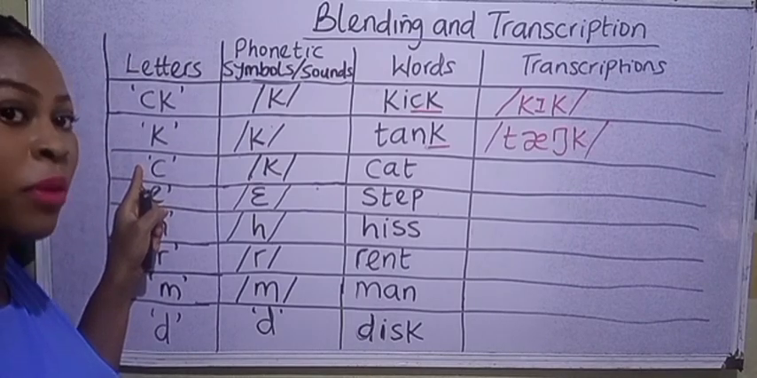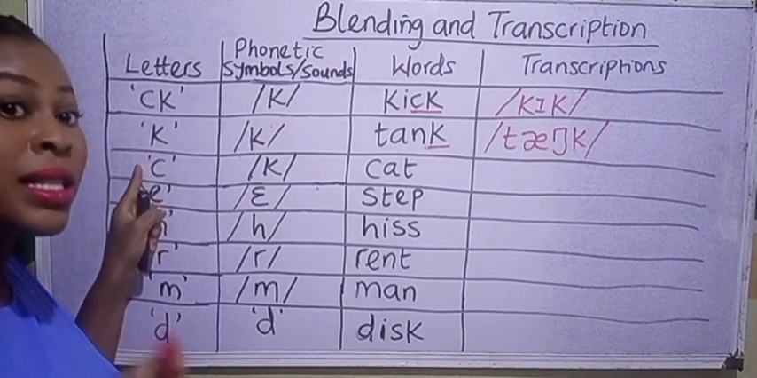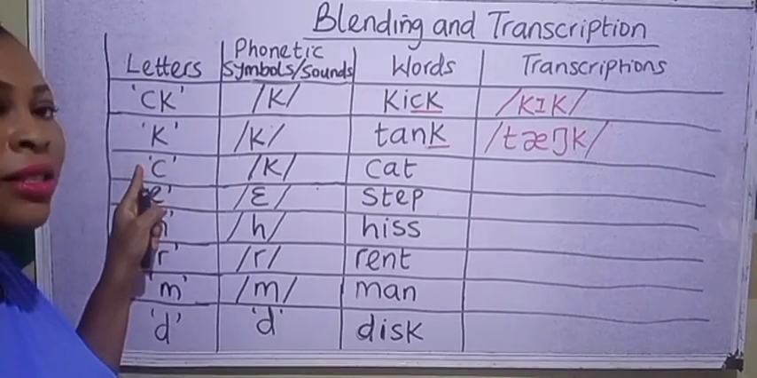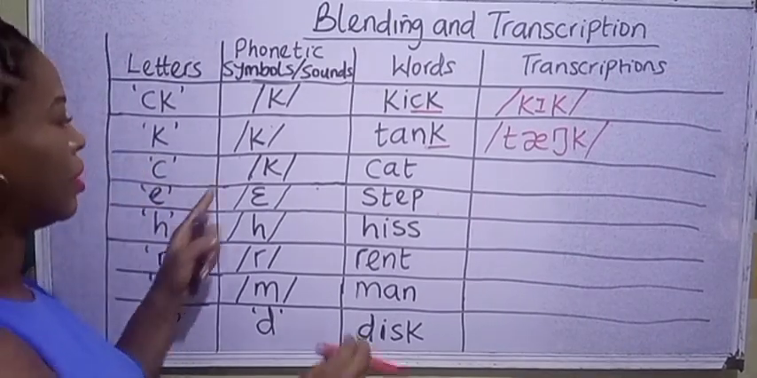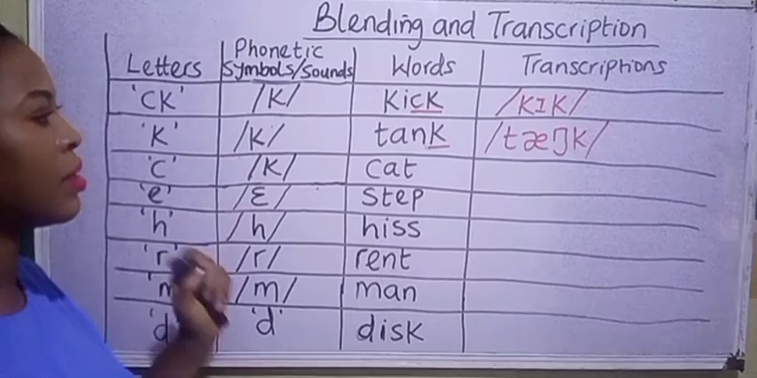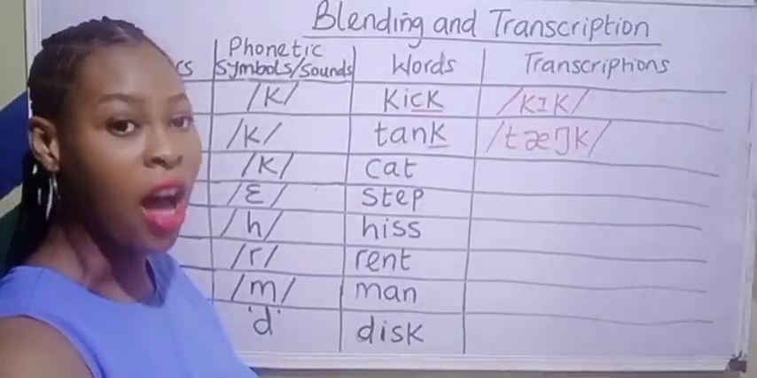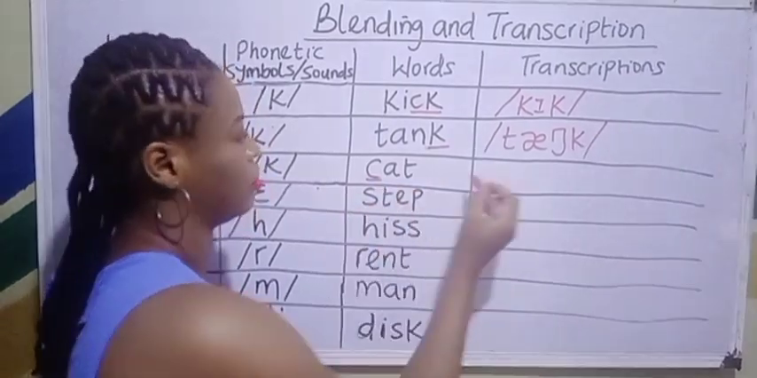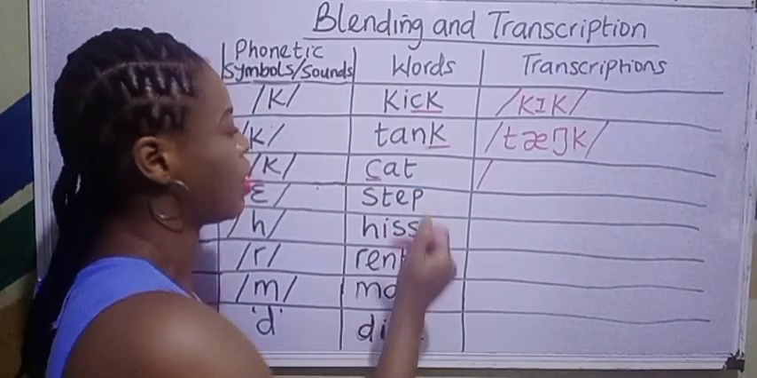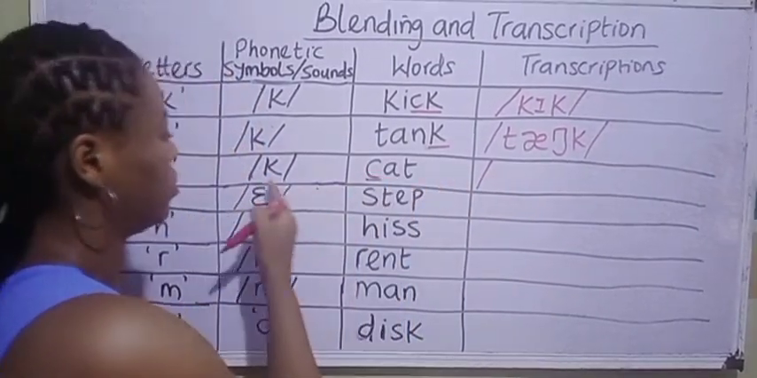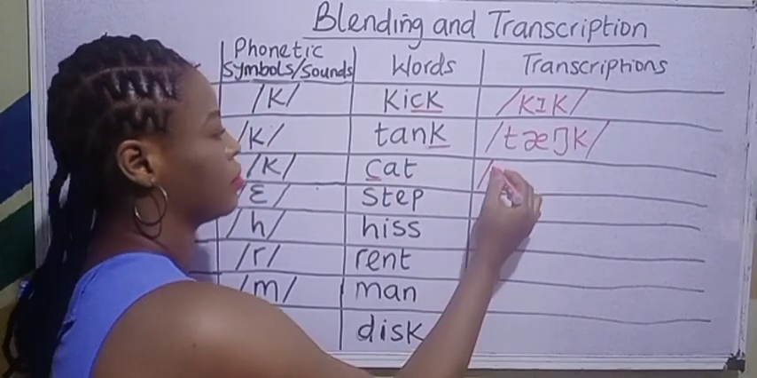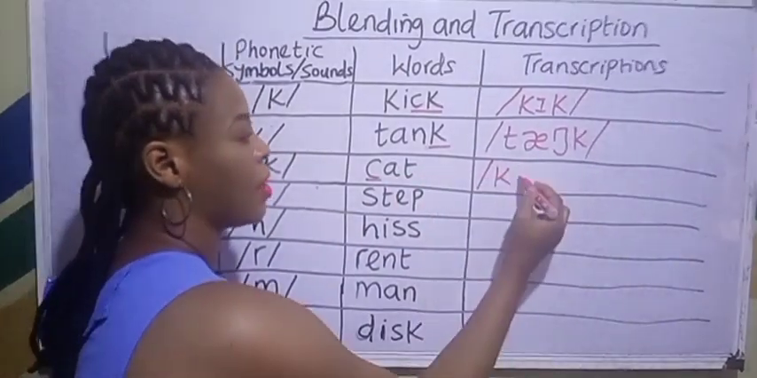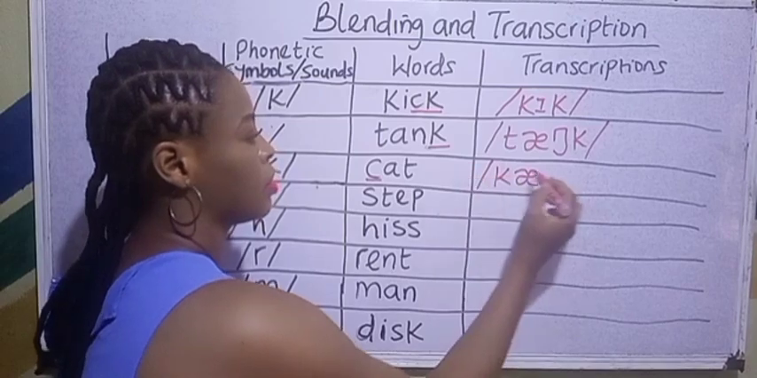Remember in some environments we have C sounding as S, but here it's sounding as K. So we have K written like this, and then we have it in the word cat. Cat. Now let's transcribe it. Open your transcription slash. K. Now we have K. A. T.